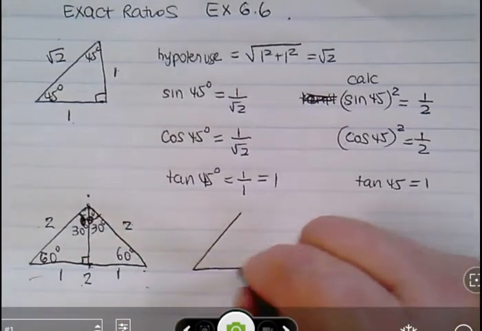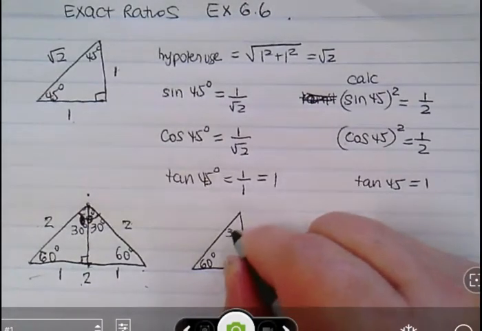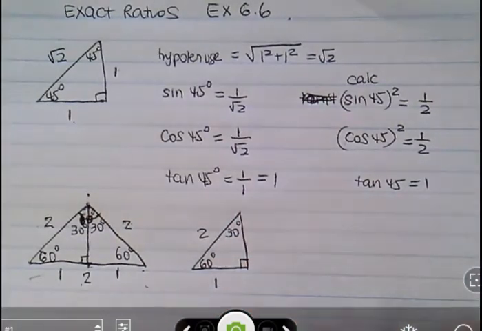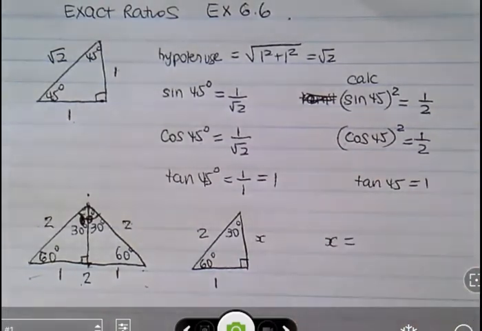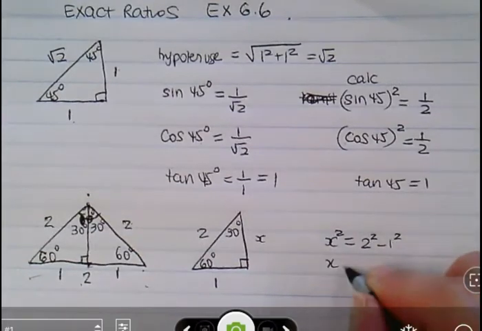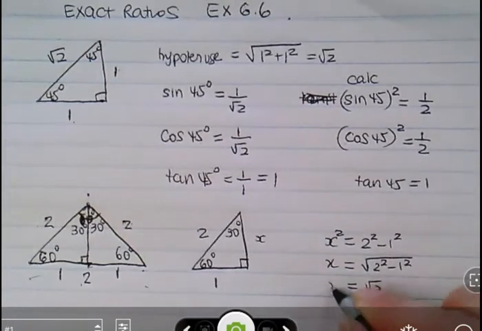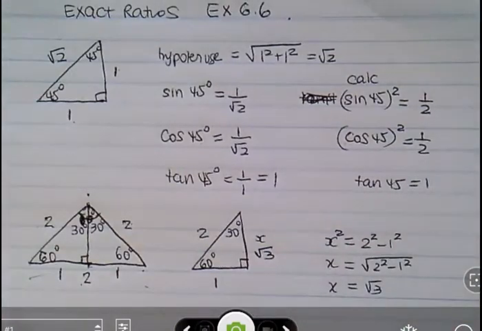So what I'm going to do now instead is just draw one of the triangles with the right angle. I've got 60 degrees, 30 degrees. I know I've got 2 there and 1 here. I work out my remaining side. I'll just call it x. And x is a shorter side using Pythagoras. I could do x squared is 2 squared minus 1 squared. Or couldn't I just do x is the square root of 2 squared minus 1 squared, so it's the square root of 3. So this side here is the square root of 3.